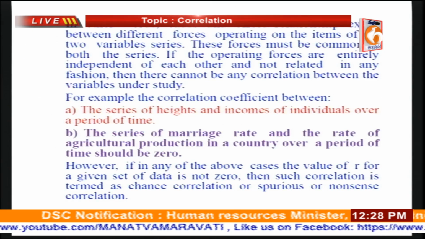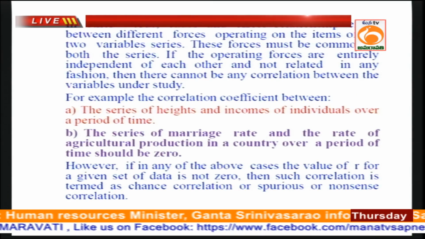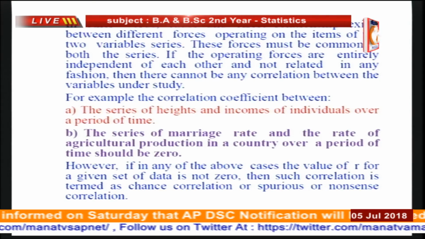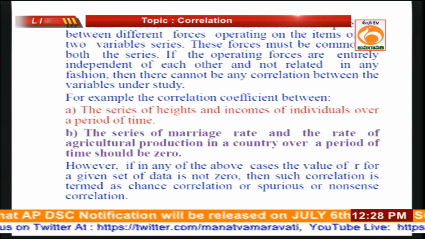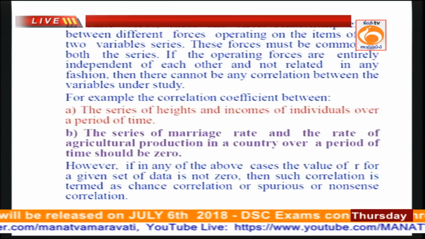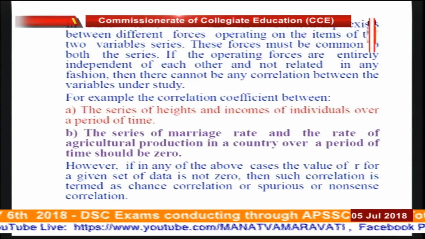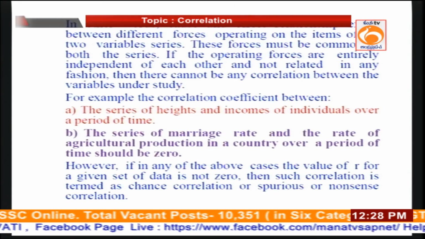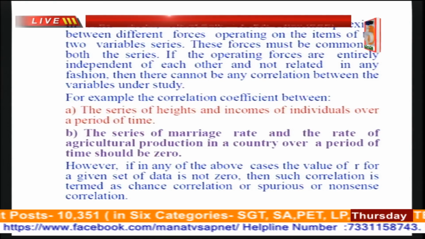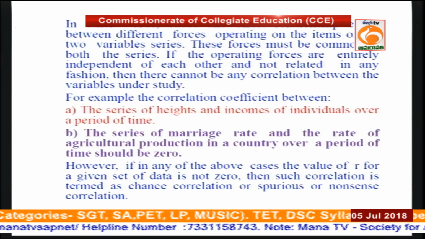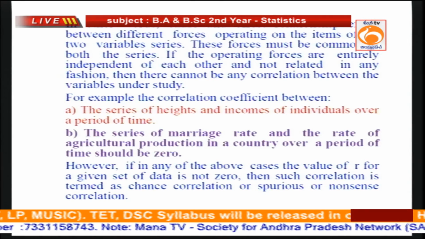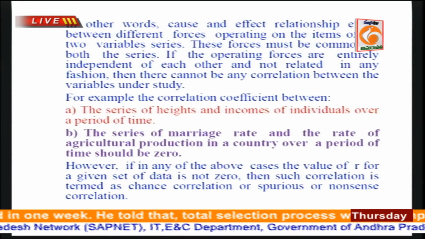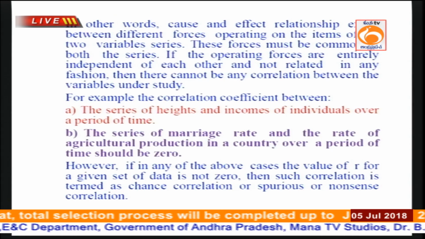for example, suppose you have to calculate the correlation coefficient between the height of a student and marks in mathematics. Actually there is no relation: when height increases, marks neither increase nor decrease. The marks are independent of the height of the student. Another example is the series of heights and income of individuals over a period of time. When we measure this correlation using the formula and the value is not equal to 0, the type of correlation is called spurious correlation, nonsense correlation, or chance correlation.